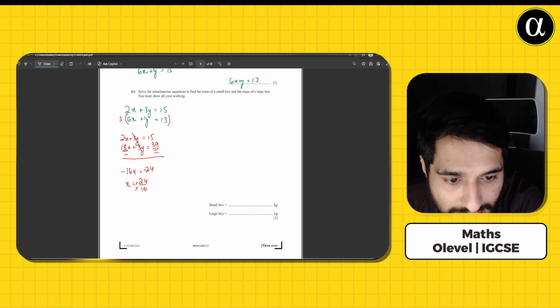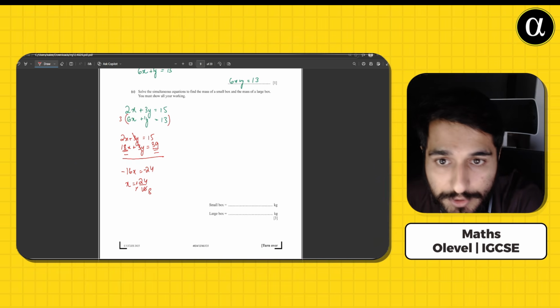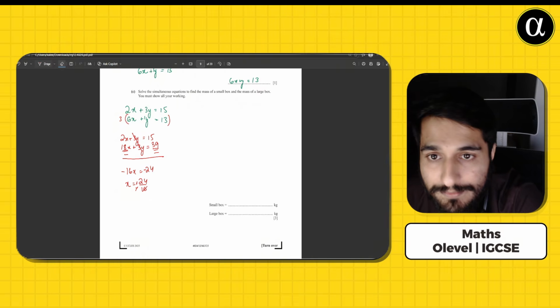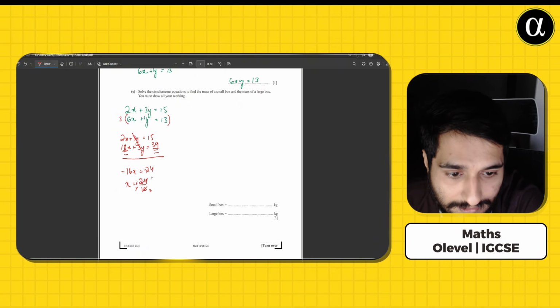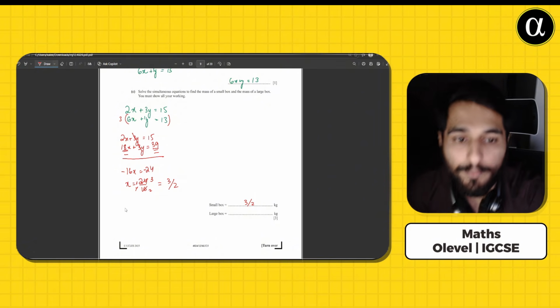So negative negative gets cancelled. So this is 4, or actually this can be divided by 8. So this is 8 times 2, and this is 8 times 3. So this gives me 3 over 2 as the answer for the small box, which is the value of x. So this is 3 over 2.